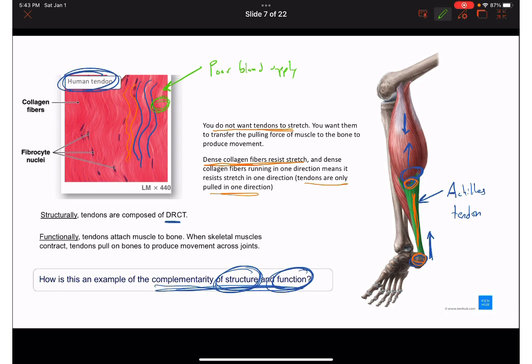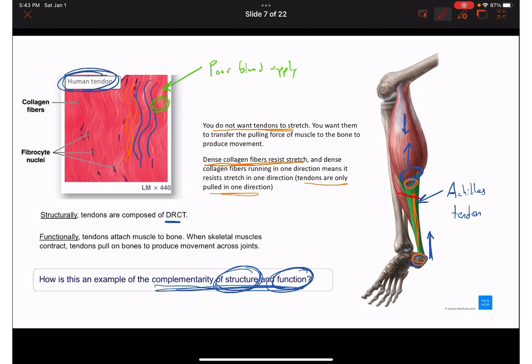So what does that mean? What if you have damage? What if you strain or you tear your Achilles tendon or any other tendon in your body? Is that going to be a quick healing process? It's not, because it does not have a good blood supply. So it's not going to give it the support that it needs to heal quickly.